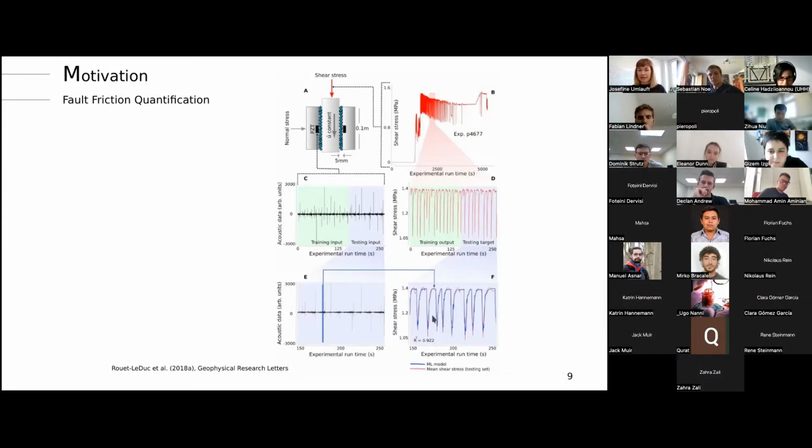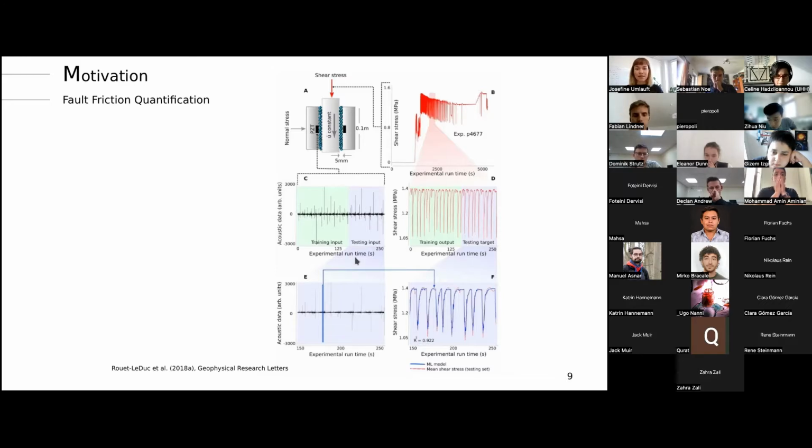And as you can see here, in blue, you see the machine learning model, which is a supervised model, a gradient tree boosting model. And in red, you see the mean shear stress. And this is a testing set, of course. You see a very high correlation, R2 is 0.9. And that's super great, actually.